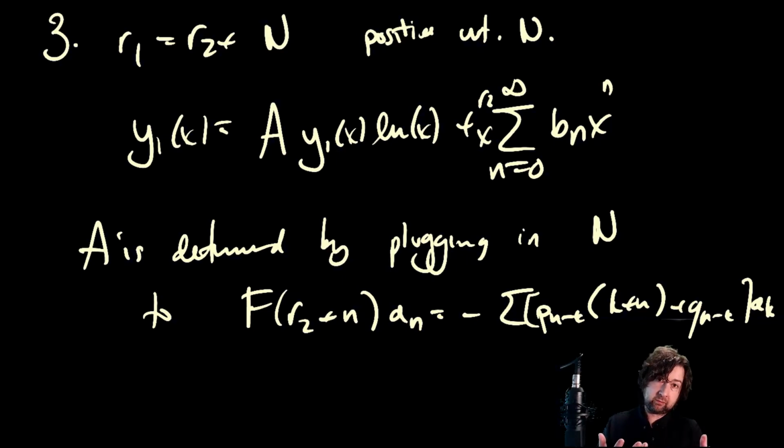Plug capital N into the recursion, check to see if the equation is consistent or not, and then that determines the form of the solution. Sorry, this should be y2 of x right here. Your second solution. The first solution is Frobenius. The second solution looks like this. All right, so those are the cases. 3 cases to worry about.